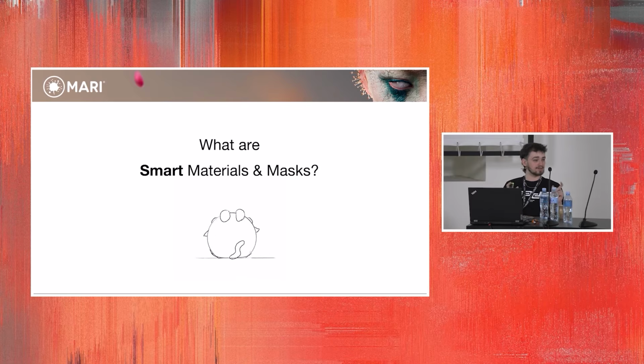Materials and masks which are smart because they use bake maps, which are geometry-driven maps, which basically allow you to drive where your textures go. So you can use it for dirt, grime, rust, weathering effects, loads of different things.